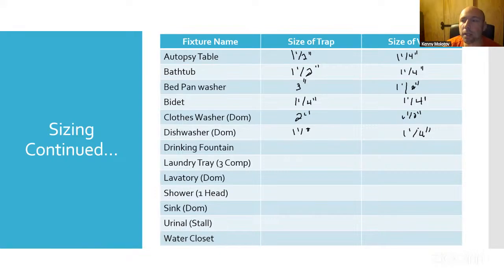So branch venting, sizing headers, sizing stack vents and vent stacks. It gets complicated, but if you go slowly and methodically, you should be able to get it.